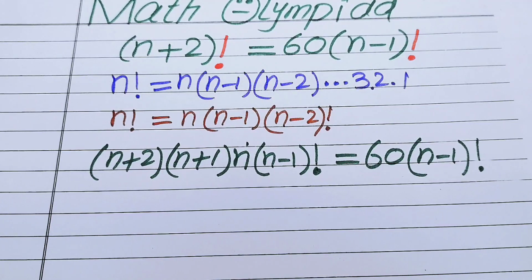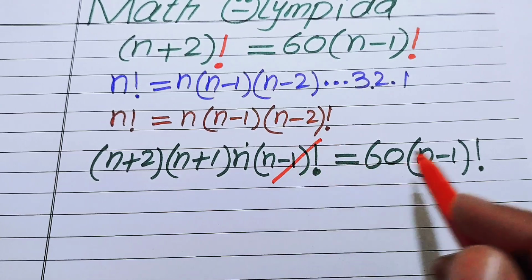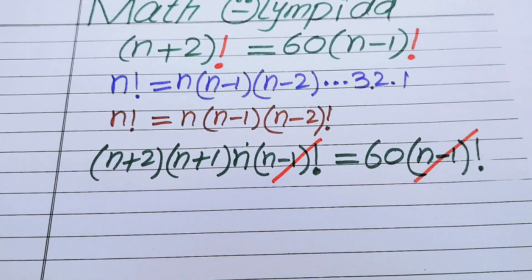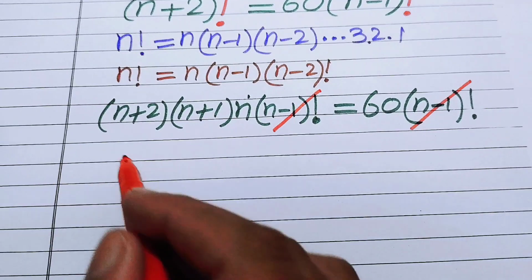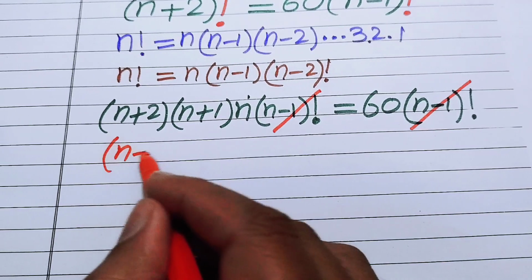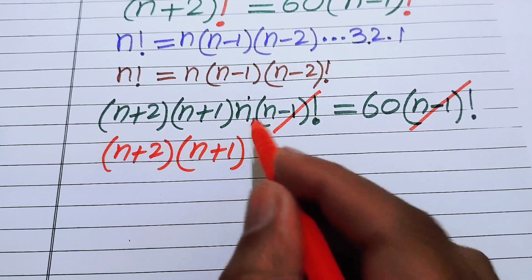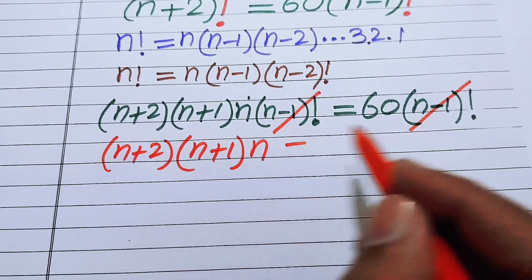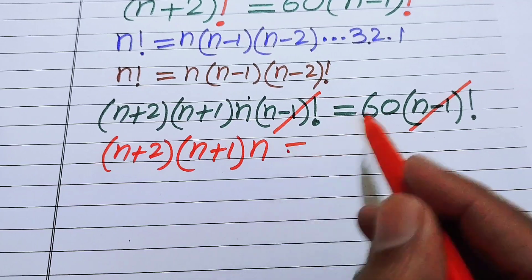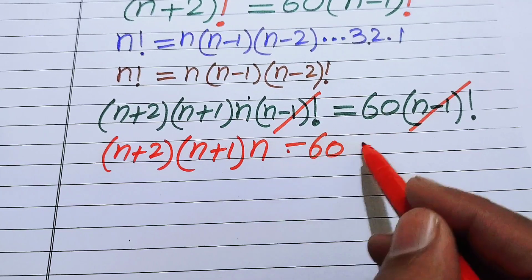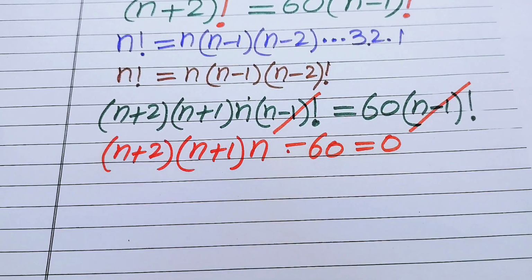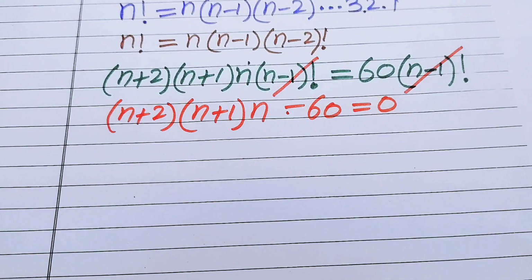Now focus on both sides, and you will see that (n-1) factorial is cancelled out, and we get the three factors: (n+2) into (n+1) into n. We move this 60 to the left-hand side, and it becomes minus 60 equals 0. In the next step we will multiply all these factors.